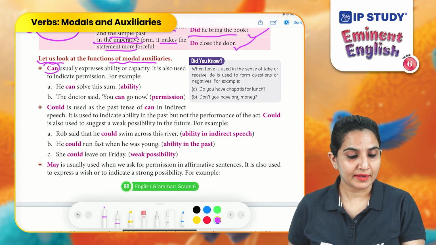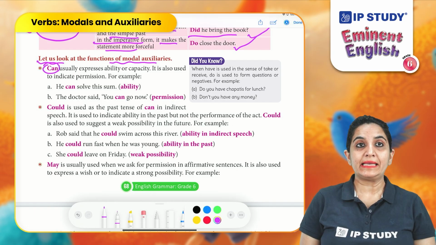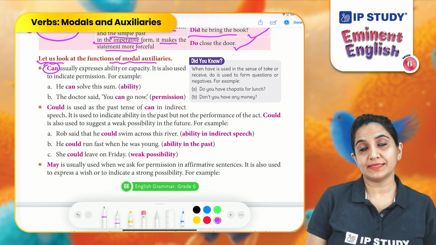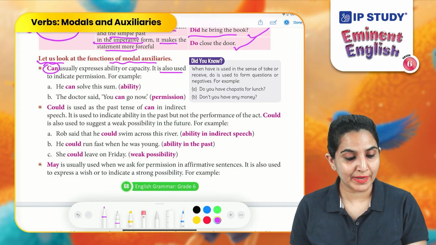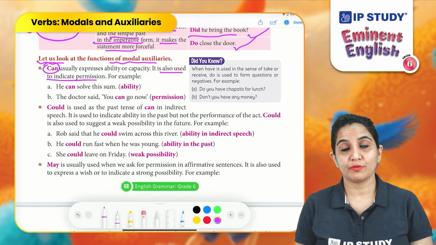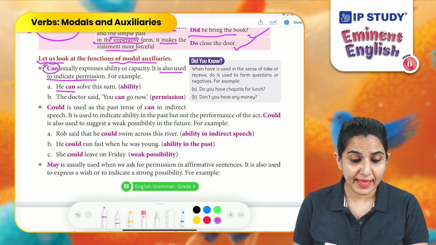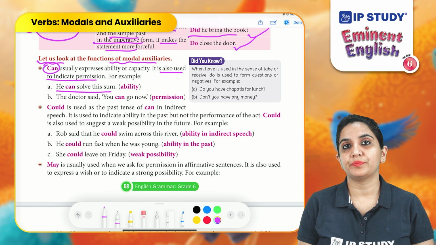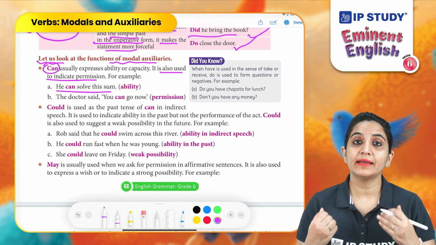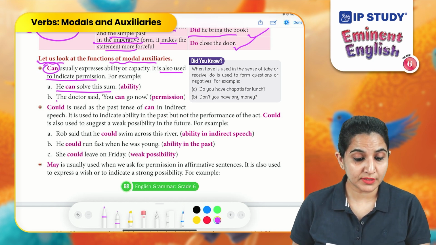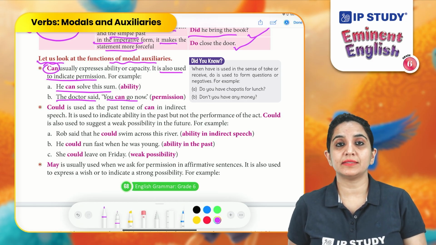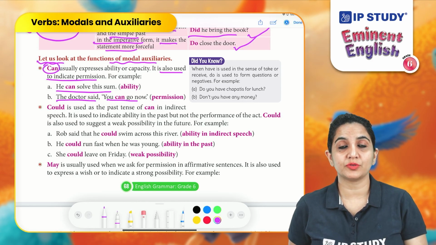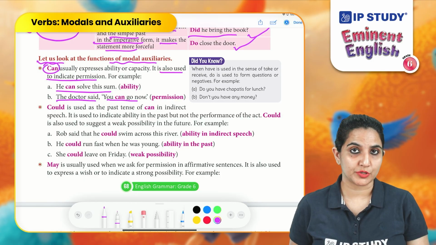Can. Modal auxiliary can usually expresses ability or capacity. It is also used to indicate permission. For example, he can solve this sum. Now this is expressing the ability. The doctor said, you can go now. Now this is the permission, right? So the doctor is giving the permission here.